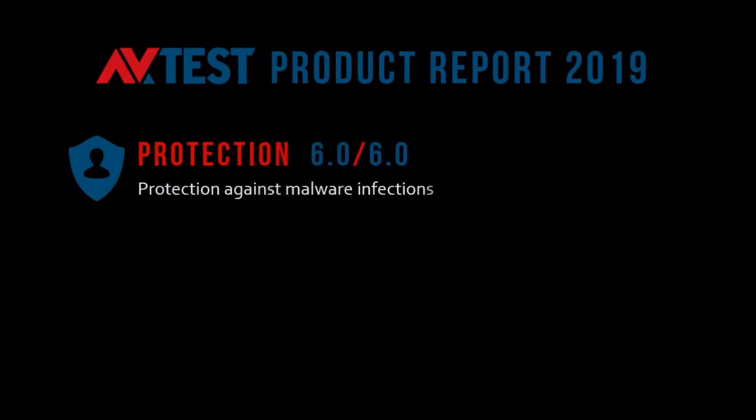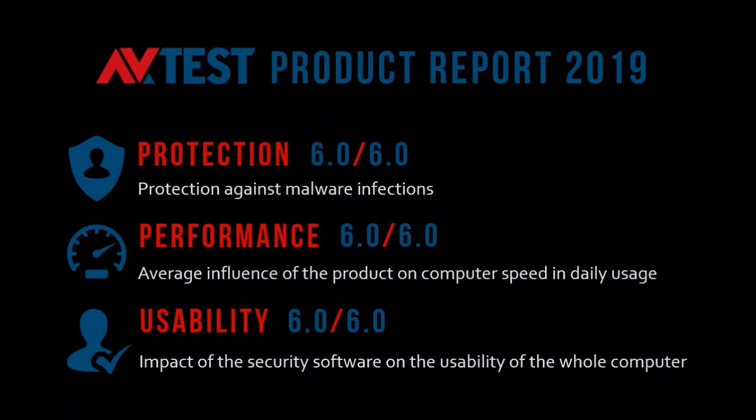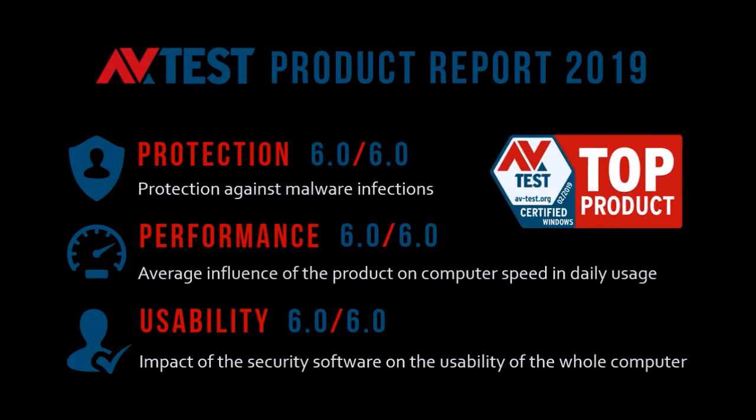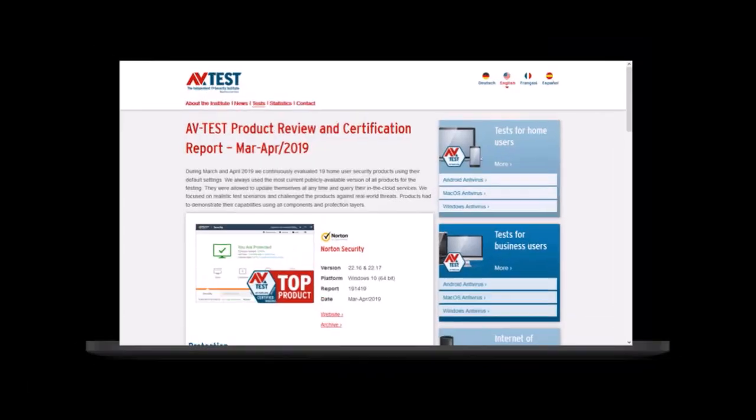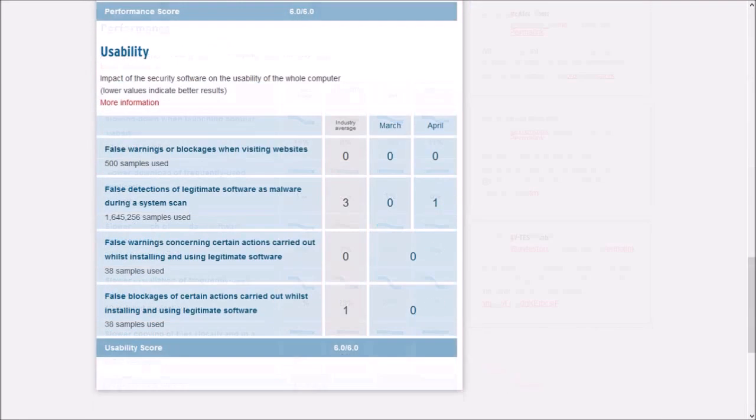Now, before I wrap up, I want to share the A/B test product report for 2019. A/B test is an independent organization which evaluates and rates antivirus and security software. Based on test results conducted by A/B test, Norton Security did very well on protection, performance, and usability. It was also rated among the top products based on their independent test results. You can check the full report where you'll find the details on the protection, performance, and usability results. You'll find the link in the description section.